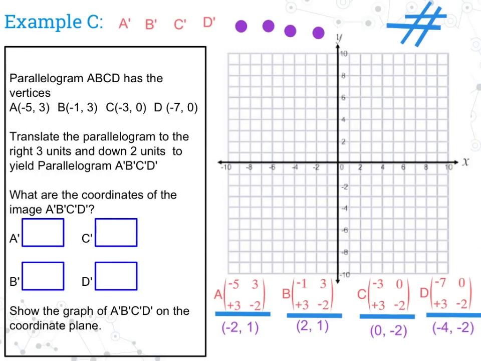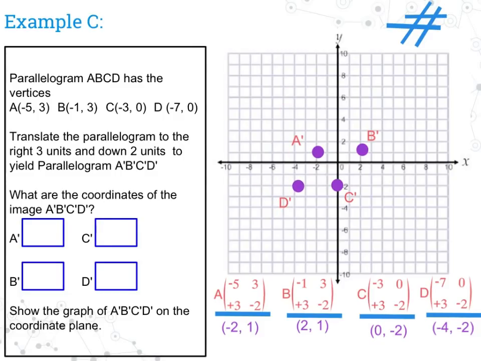So now I've got all of my new points, and I can easily just look at my points and graph them on the coordinate plane. I'm going to take my first point, that's at -2, +1, and I'm going to call that A prime. Then I've got a point at +2, +1, and again I'm going to call that B prime. I've got a point at 0, -2, and I'm going to call that C prime. And I've got a point at -4, -2, and I'm going to call that D prime.